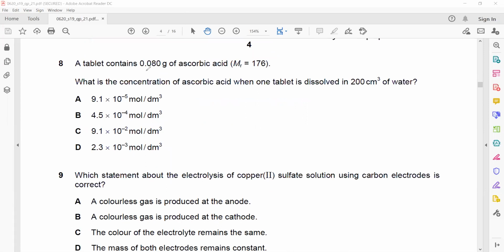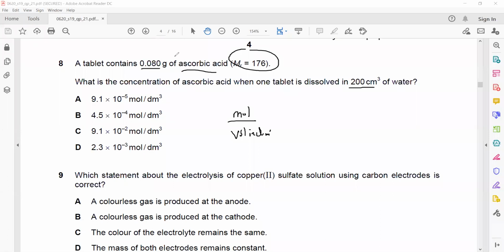A tablet contains 0.08 grams of ascorbic acid, which has a relative molecular mass of 176. What is the concentration of ascorbic acid when one tablet dissolves in 200 cm³? To get the concentration, the formula is moles divided by volume of the solution in dm³. So first find the moles of ascorbic acid.